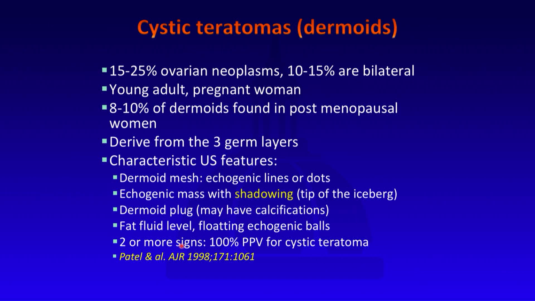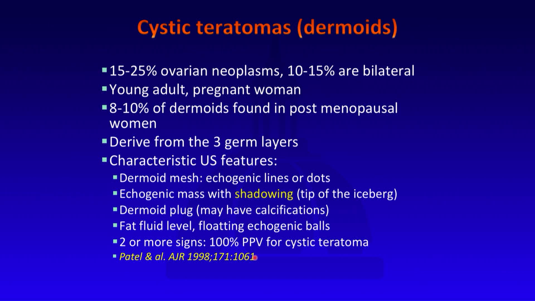And this was shown way back when, that if you have 2 of these features, you have 100% positive predictive value that this lesion is cystic teratoma. So what are these features? Dermoid mesh, I just showed you an example. Echogenic mass with shadowing. Dermoid plug, which is a lesion in the edge of the cyst with calcification or bone or fat. Or you can have a fat fluid level with floating echogenic balls at the fluid level.